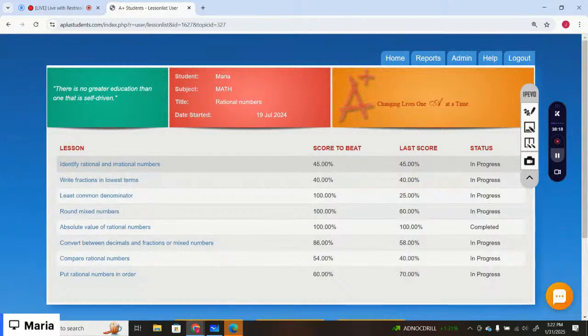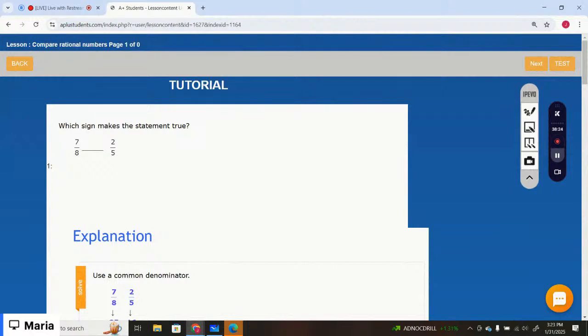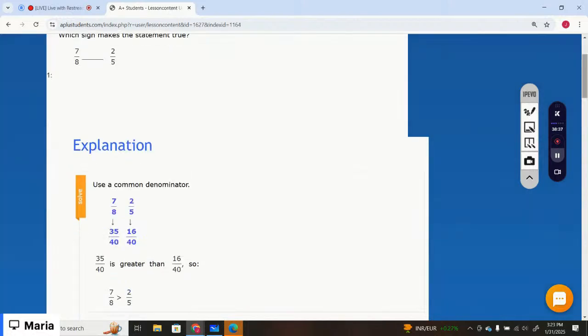Okay, you can complete the lesson by yourself later today. Let's just move on to the next lesson, that is compare rational numbers. So which sign makes the statement true? 7 over 8 and 2 over 5 you have to compare. So how do we compare the fractions? We have to make the denominators the same and we have to compare the numerators.